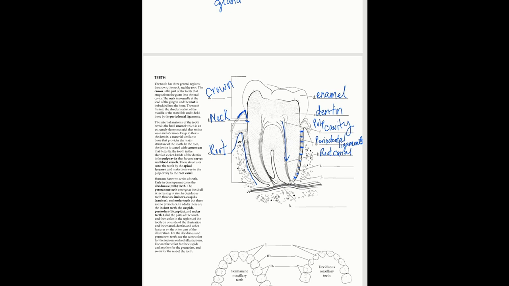And I am going to jump a little bit to K, because K is showing our blood vessels and nerve supply. The opening that's going to allow our blood vessels and nerves up into the root canal is called the apical foramen. Remember, foramen meaning hole.